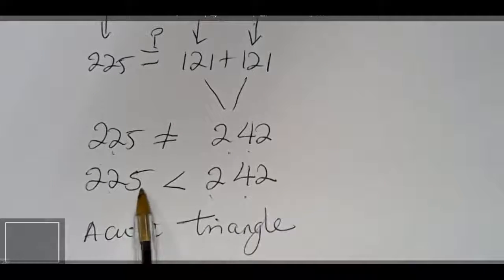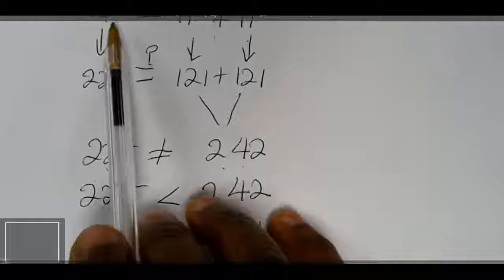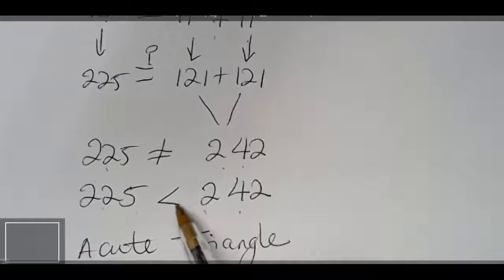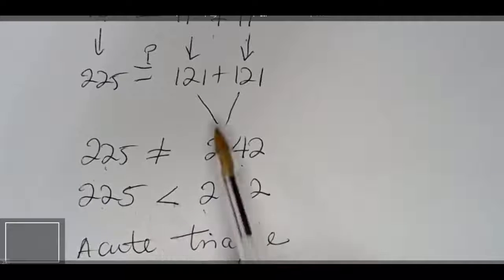Okay, to be able to keep the order, if you would write the side of the hypotenuse first before the legs, that way you won't make a mistake with the inequality sign when it is not right. Okay.